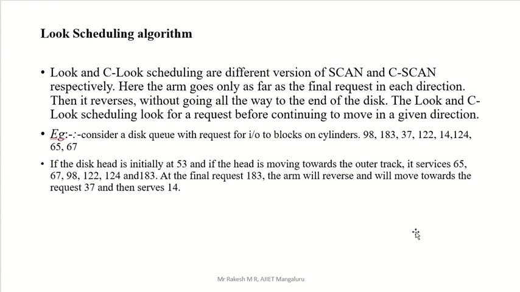Then we have the LOOK scheduling algorithm. LOOK and C-LOOK scheduling are different versions of SCAN and C-SCAN. In the next slide we are going to see the C-LOOK algorithm; this slide we are going to see the LOOK algorithm. These are almost the same method as SCAN and C-SCAN respectively. Here the arm goes only as far as the final request in each direction.